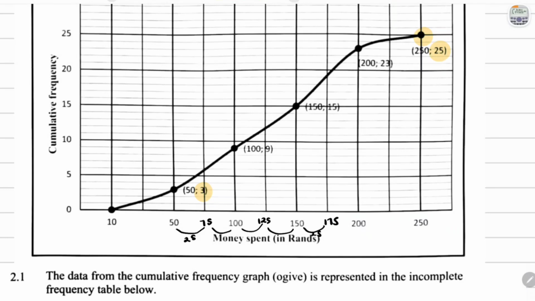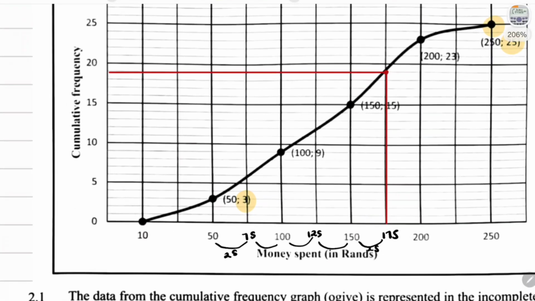learners that spent 175. First of all, you're going to go ahead and line that up to the ogive. And once you touch the ogive, you go ahead and start going to the side. So I touched it here. I'm going ahead and go to the side like that and find out exactly how much that is.